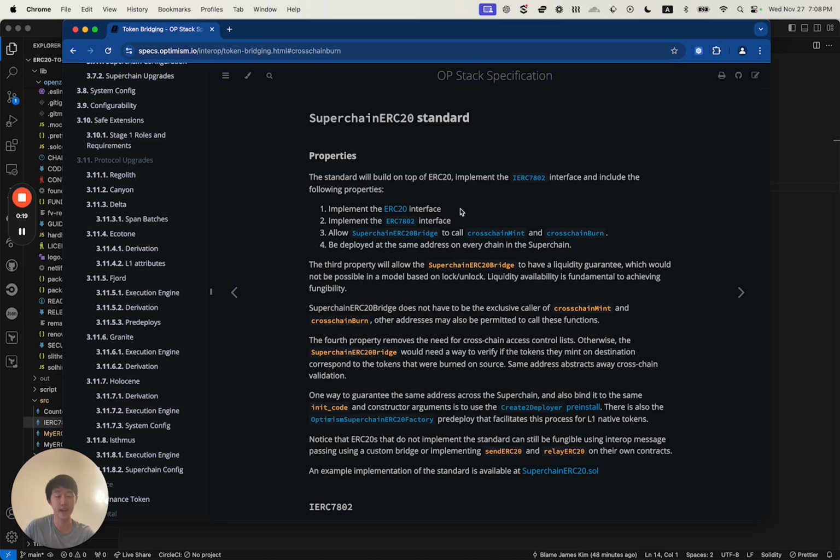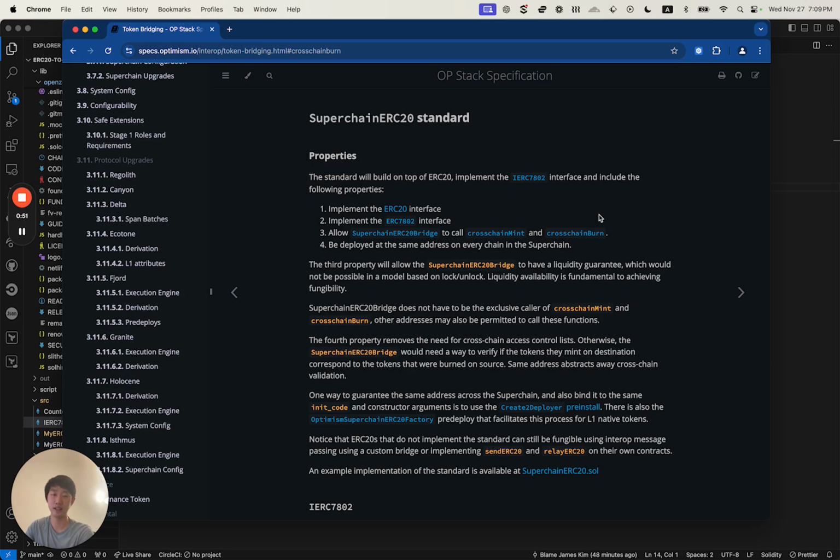First of all, it needs to be a valid ERC20. Then it needs to implement the ERC7802 interface, which I'll go into in a little bit, but essentially at a high level, it has the cross-chain mint and cross-chain burn functions on your contract. And then it's going to add permissioning to allow the Superchain ERC20 bridge, which is a contract deployed at the same pre-deploy address on all OP stack chains, and gives that specific contract the ability to call cross-chain mint and cross-chain burn on your token.